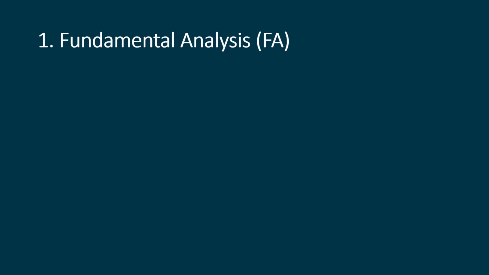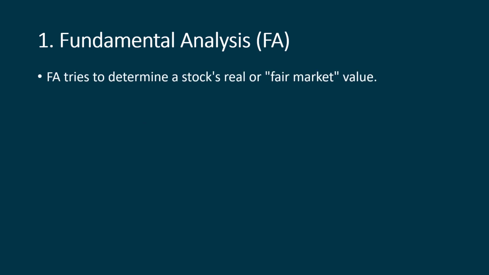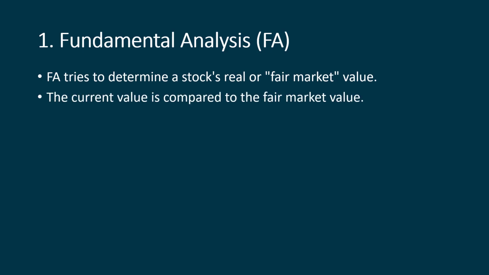Fundamental analysis, or FA, what is that? What FA tries to do is determine a stock's real or fair market value. Another word that is often used is intrinsic value. What is that stock really worth? After you do all of your analysis, you break everything down, you come up with a number that you think that stock should be worth. Then what we do is we look at what is the current price of that stock. So you compare what you think the value of that stock should be with the current price of that stock.